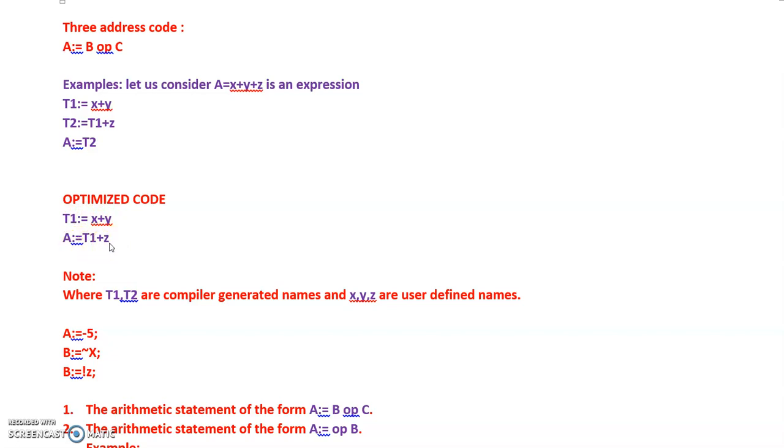So now we will see the ways of writing three address statements. When we are writing three address statements, the temporary variables whatever we are using are called compiler generated names. And x, y, z in this example are user defined variables related to the user defined computational statements.